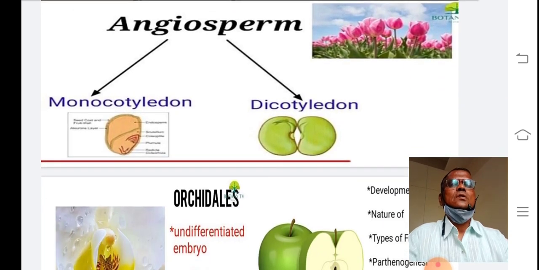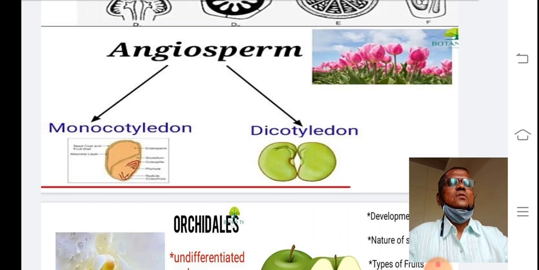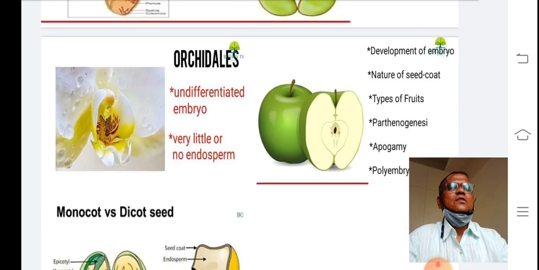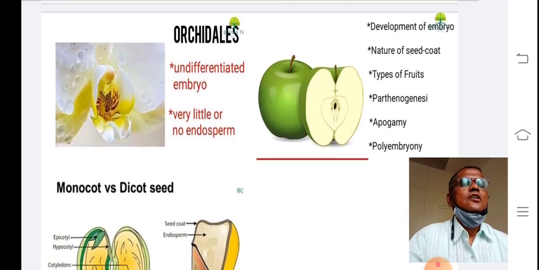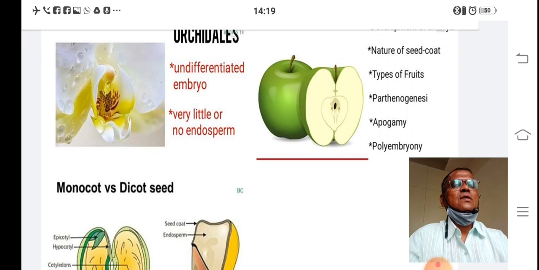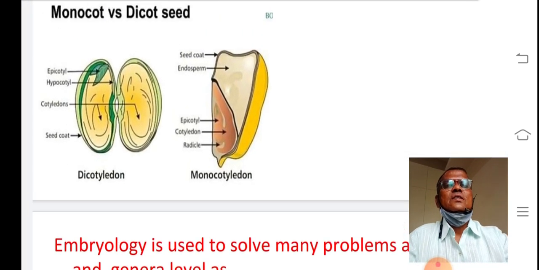In angiosperms, we are studying monocotyledons and dicotyledons. A single cotyledon is grouped under monocots, and 2 cotyledons under dicots. Based on this character, especially the order Orchidales, an undifferentiated embryo is seen, with very little or no endosperm, as in Orchidaceae. In other fruits, such as apple or pear, the nature of the seed coat is different. They show different types, and this is called parthenogenesis.